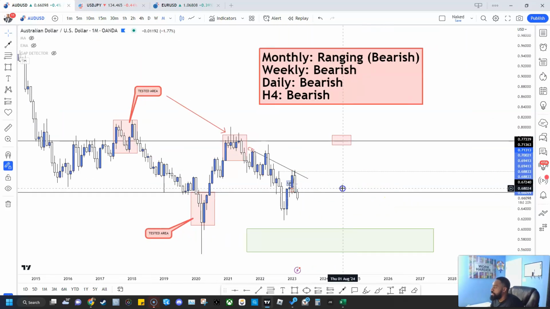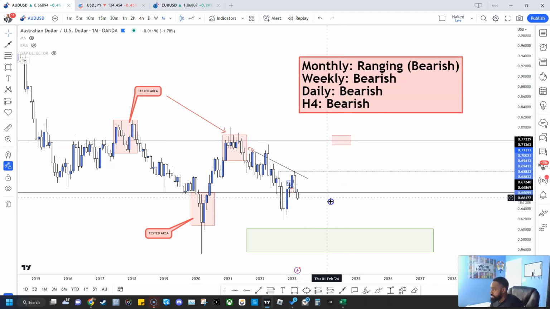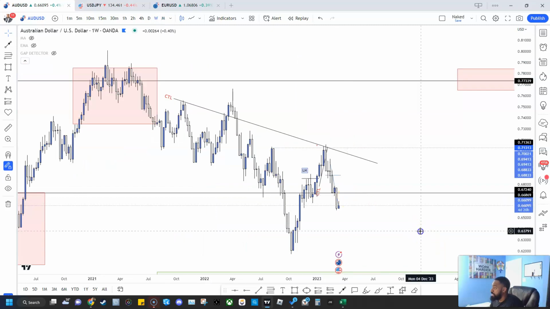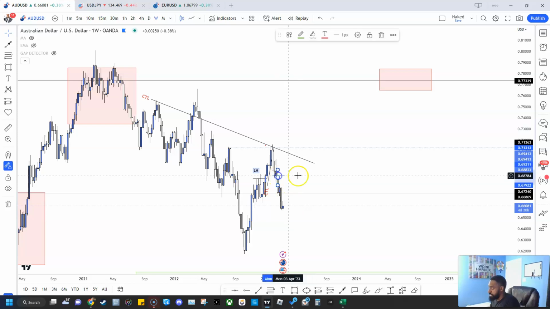Now, the way I would look at it, it's not USDJPY, AUD USD, sorry. The way I would look at AUD USD right now is it's downtrending, but it's at a range, right? So I'm going to get off the monthly. Let's go to the weekly. I'm actually going to delete some stuff because I'm getting a little claustrophobic.